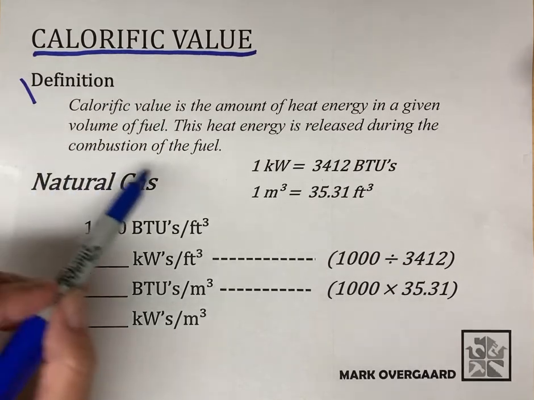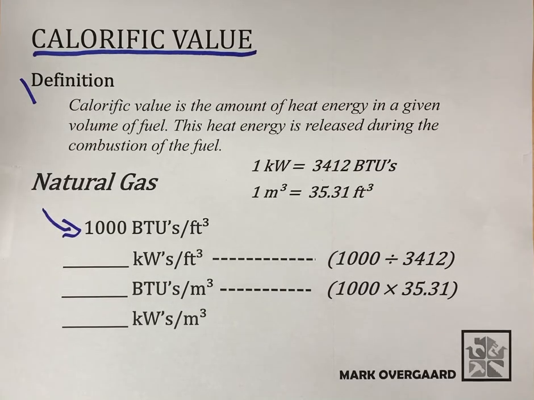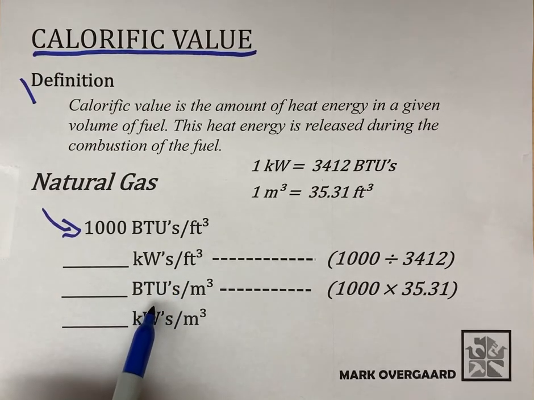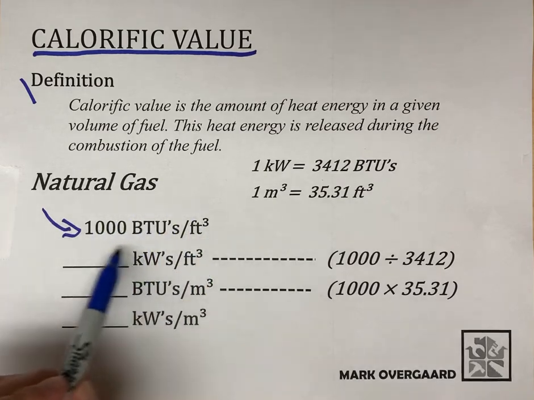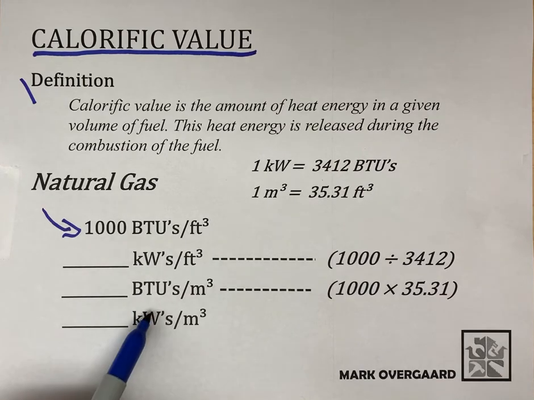So when we talk about natural gas, our starting point, or our original calorific value, is 1,000 BTUs per cubic foot. And what we want to do here today is express that in another three ways. We want to express it in kilowatts per cubic foot, in BTUs per cubic meter, and kilowatts per cubic meter. So we're going to take this starting point, 1,000 BTUs per cubic foot, and translate it down to these three.